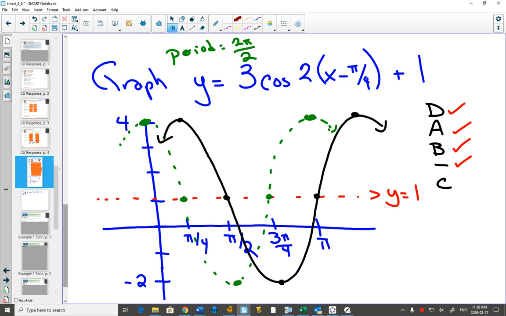And we've got our final graph. So we can put a check mark by C. And we're done.